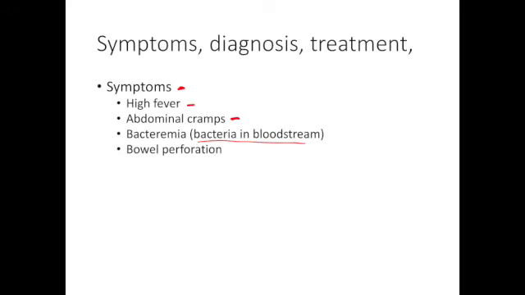In very rare, very severe cases, salmonella infection can lead to bowel perforation. As those epithelial cells die, a perforation or a hole in the small intestine can occur, and salmonella can leak out into the peritoneal space and cause a very, very severe infection. Fortunately, this does not happen very often.